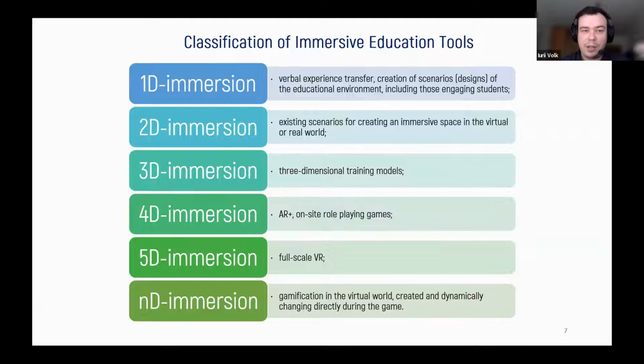That's the most popular case of discussion in terms of immersion. 4D is the next most popular: AR plus, augmented reality plus, on-site role-playing games. Often these two are considered the only components of immersion. However, no, 2D and 1D immersion are also important; even reading text is an immersive tool. It's a question of approach, actually. 5D immersion is the full-scale VR, where all the tools are incorporated. And we propose to consider ND immersion, where you can put any figure, like 60, 70, whatever, that can be gamification in the virtual world, created and dynamically changing directly during the game. So the dynamics of these scenarios develop directly during the interaction and during the immersion of the person.